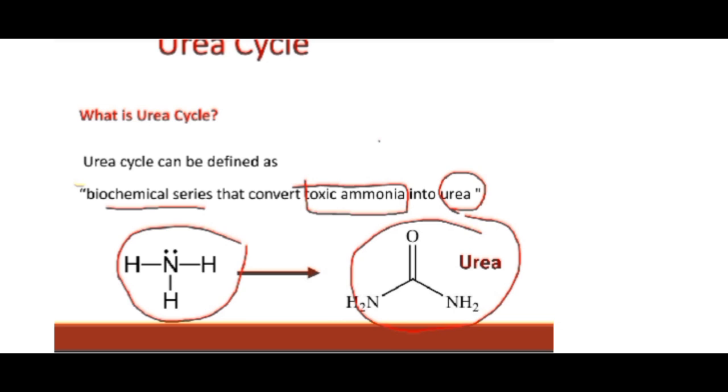This ammonia is a very toxic compound which cannot be absorbed into the water. So what we have to do is convert this more toxic compound, ammonia, into the less toxic form, urea, so that it can be excreted out of our body through urine.